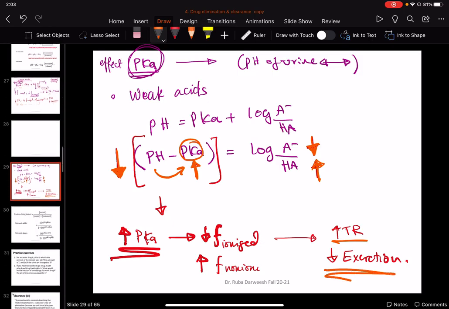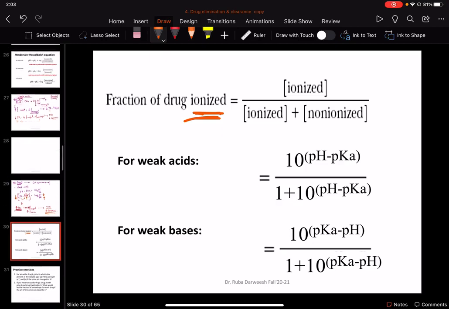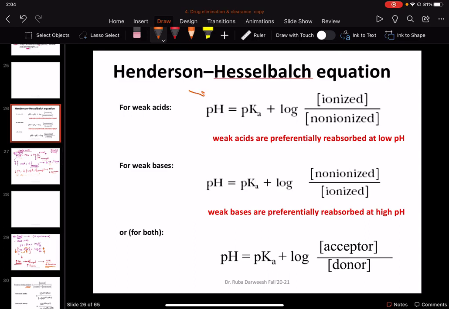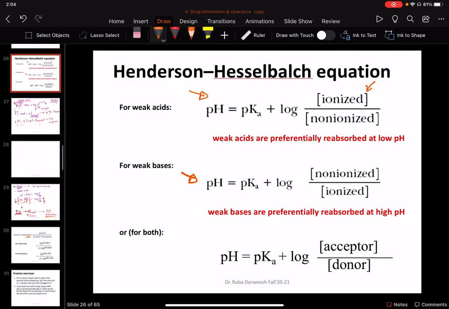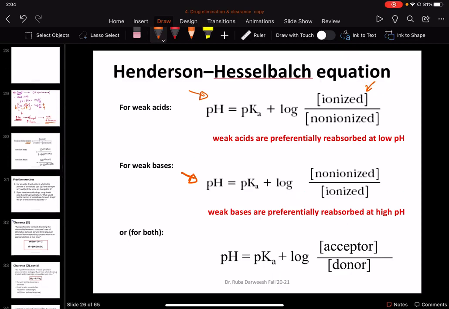So you will have equations here to summarize whatever you need to determine the fraction of ionized drug for weak acids or weak bases. But again, I'm not for memorizing those equations. Once you know which equation you need to use, you are fine to determine the concentration of the ionized drug and the fraction of the ionized over the non-ionized drug. I will stop here in this part.